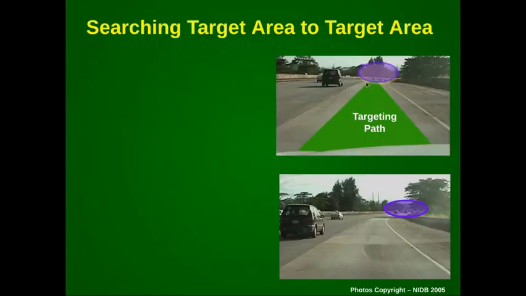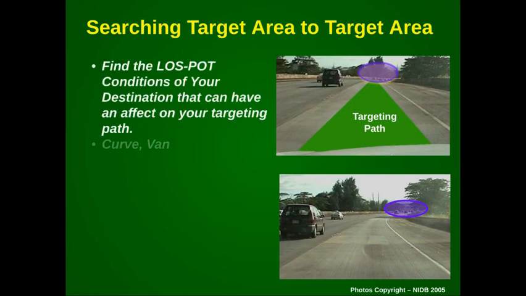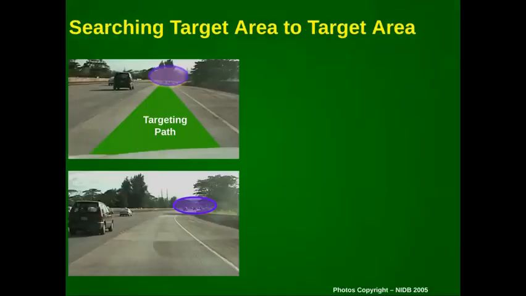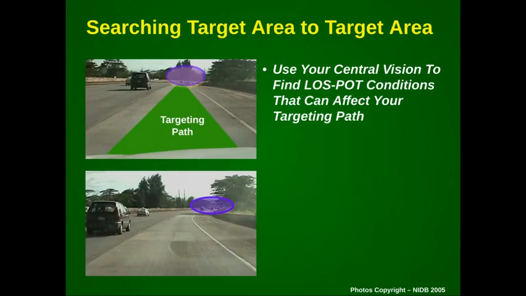As in this slide, you can look out to the target area, see the road curving. The target would be the trees, but the road's curving, so we're going to focus on that. It's what's happening on the road that we want to see, or where we stop seeing the road. We can see our targeting path. We can see things that might affect our path of travel, such as other cars, the curve. So find line of sight path of travel conditions. Use your central and fringe vision to monitor what's going on around you.